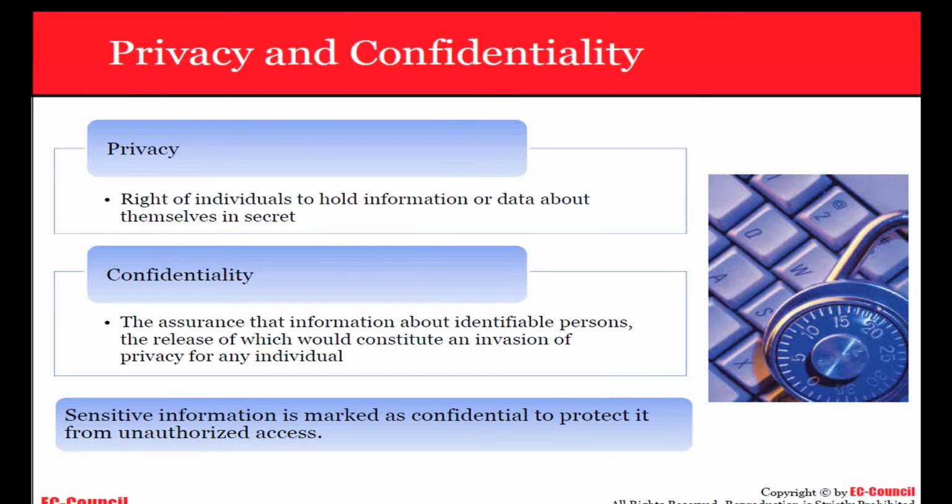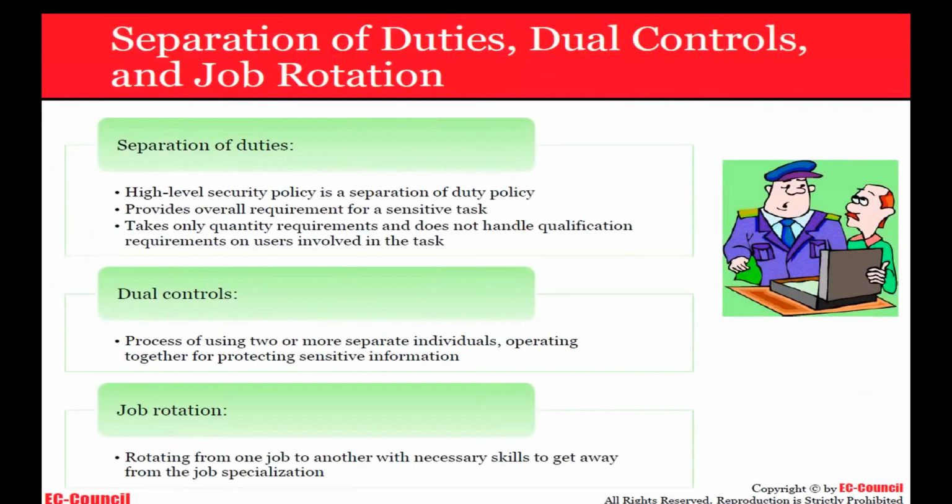As you can see, they sound very similar, but they have a strict distinction between them, such as confidentiality is the assurance. And that's the reason why we mark sensitive information as confidential from any kind of unauthorized access. How can we do that?